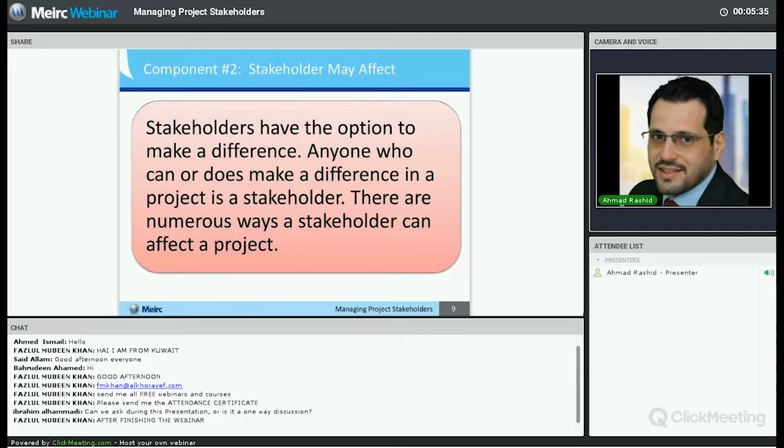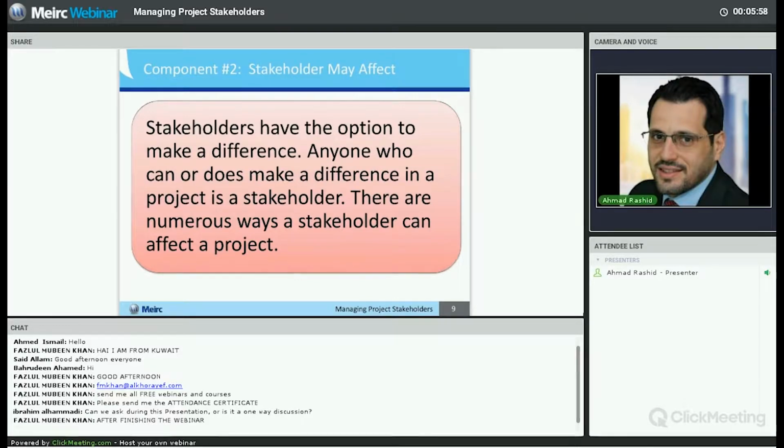Moving to component 2, you see that it says stakeholders may affect. What does it mean they may affect? It means that these stakeholders can make a difference on the project. They have the option to make a difference. Anyone who can or does make a difference in a project for you should be treated as a stakeholder.